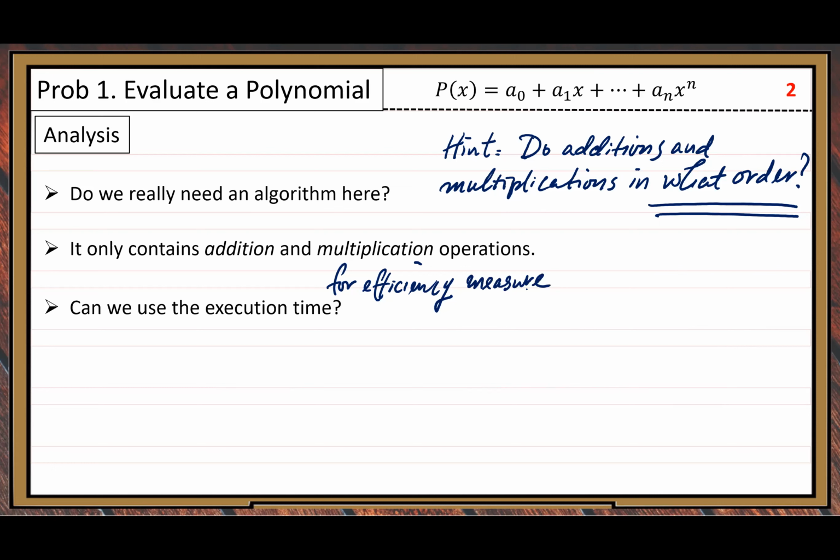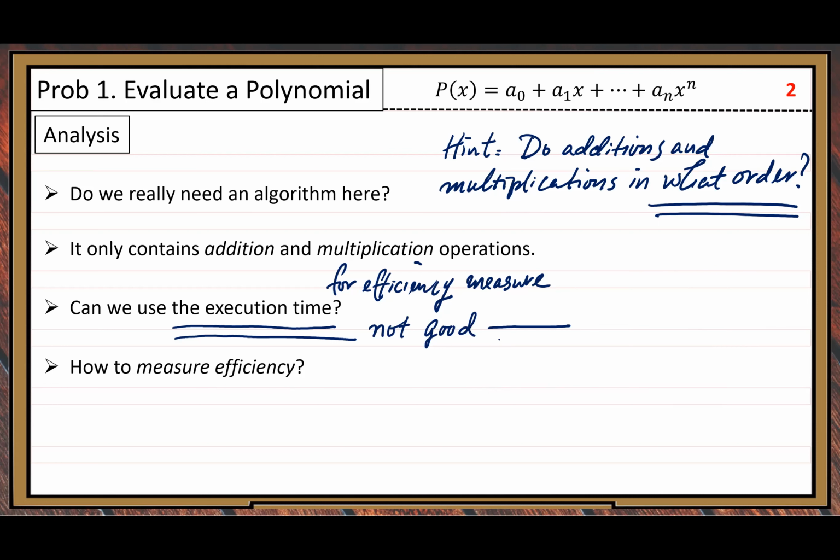Yeah, because when we try to look at the efficiency, we need some number, some measure to tell us good or not. The first measure we can think of is execution time. Here, the answer is execution time. This measure is not good. Why not good? Because it is not stable.